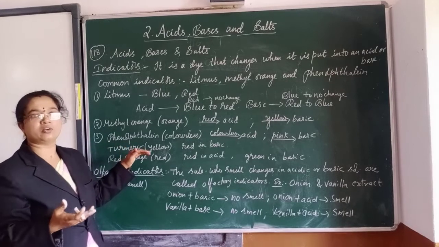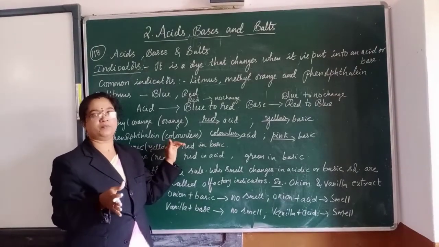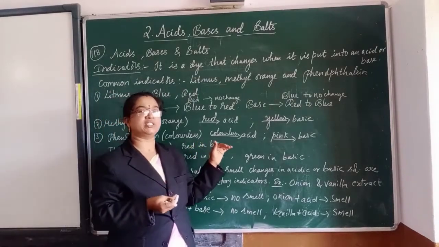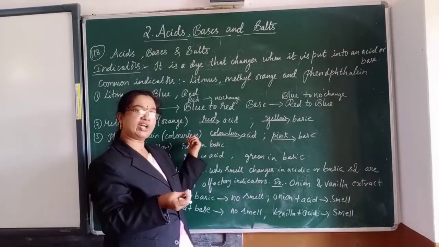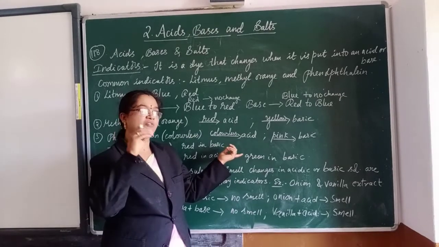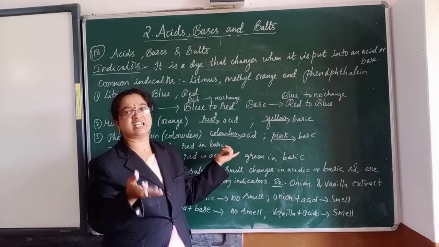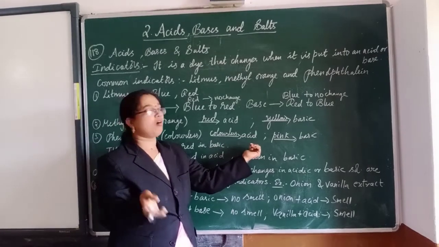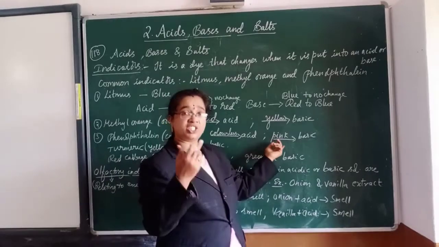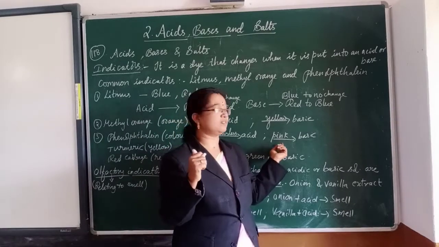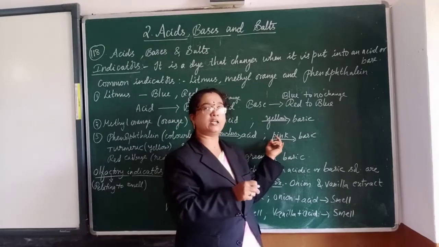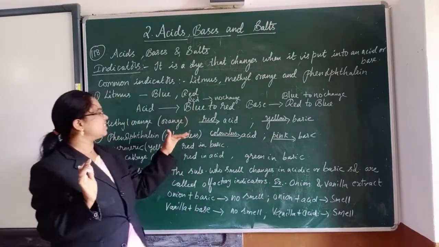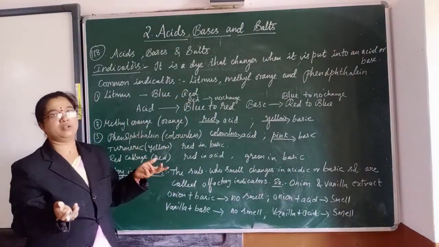The general color of phenolphthalein is colorless. Okay, no color it will be. If you are taking one solution and adding phenolphthalein to it and there is no change, it stays colorless, it means that the taken solution is acid. Or after adding phenolphthalein, if the solution is changing to pink color, that solution is base. Clear? So these are the general common indicators we will use.